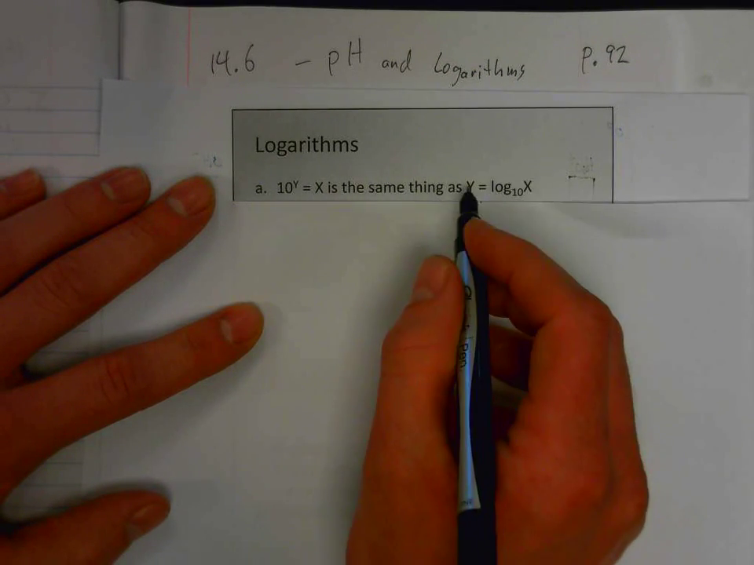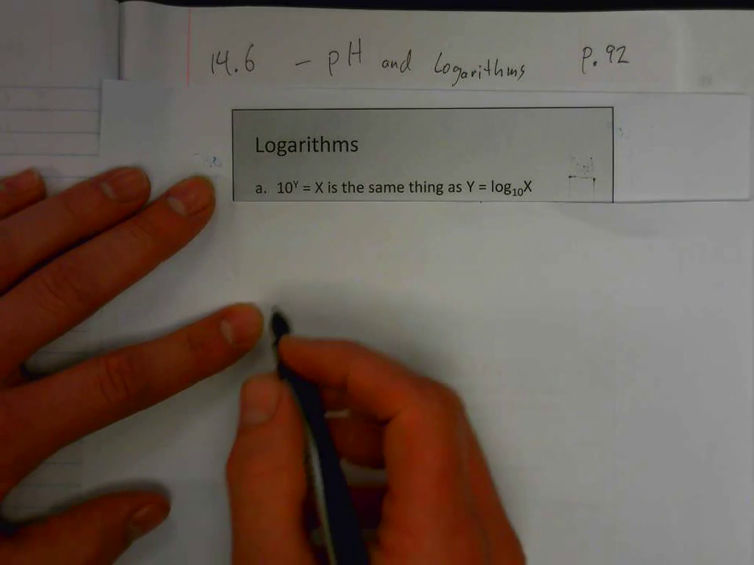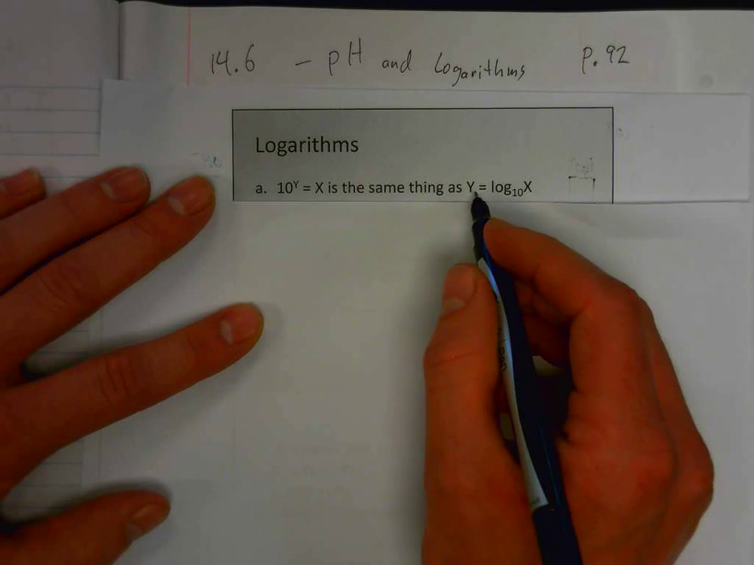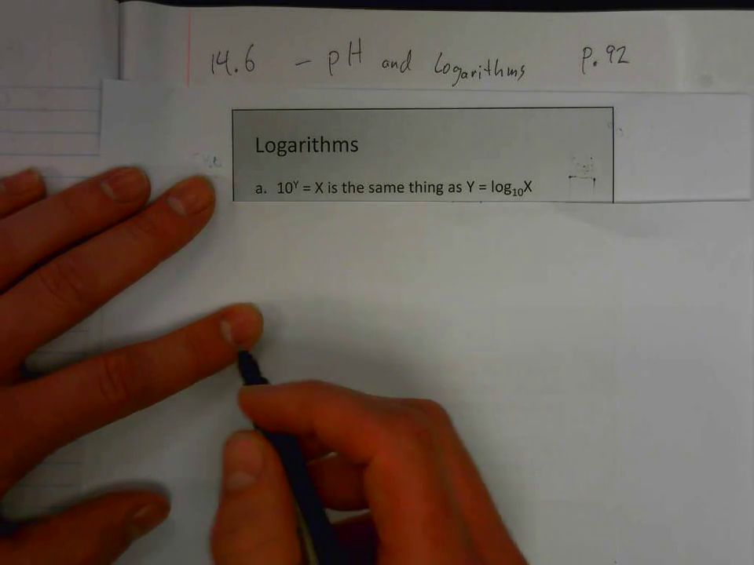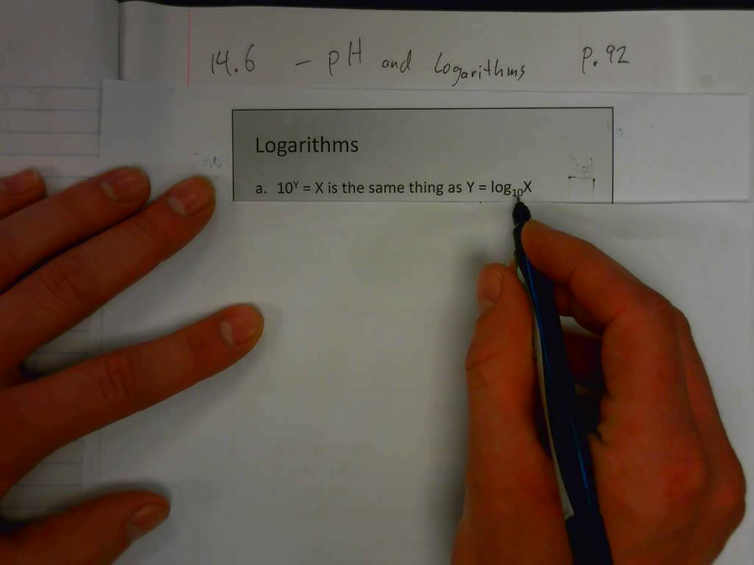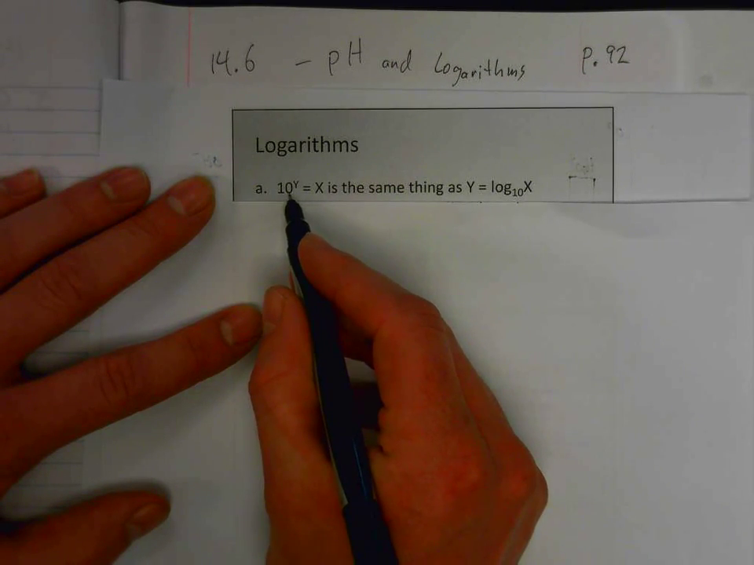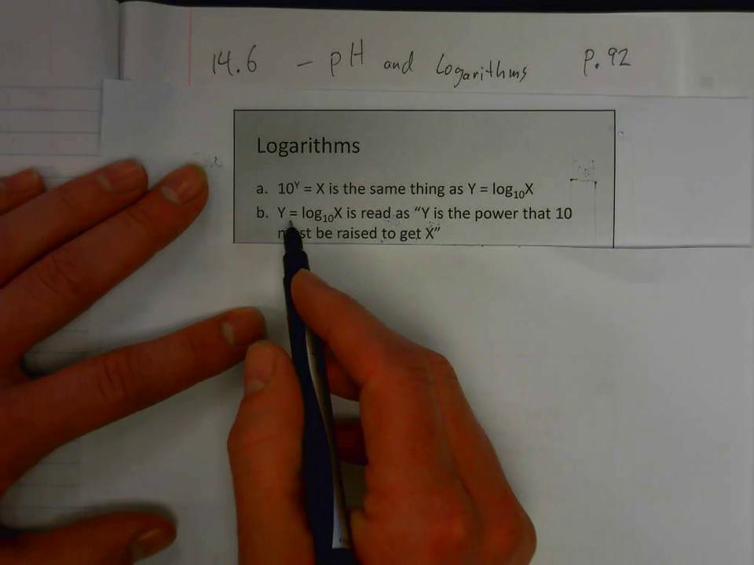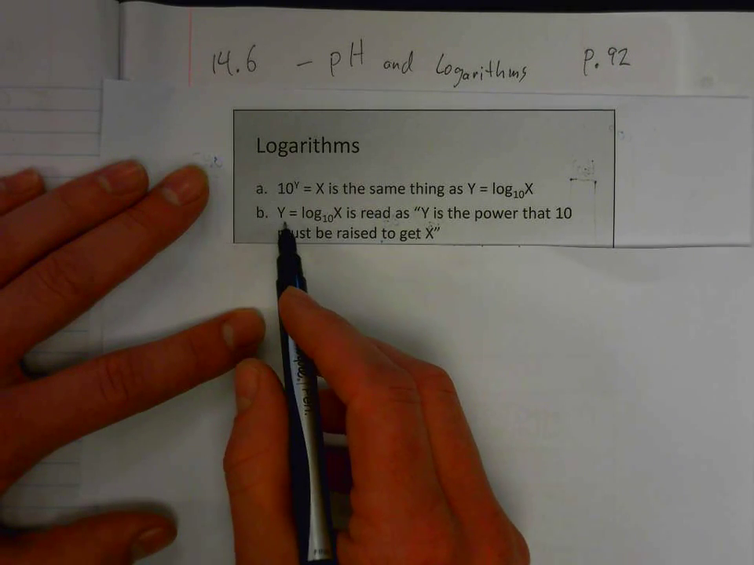So 10 to the y equals x is the same thing as y equals log base 10 of x. So y is the power that 10 must be raised to get x. We can think of a logarithm in this way: y equals log base 10 of x is read as y is the power that 10 must be raised to get x.